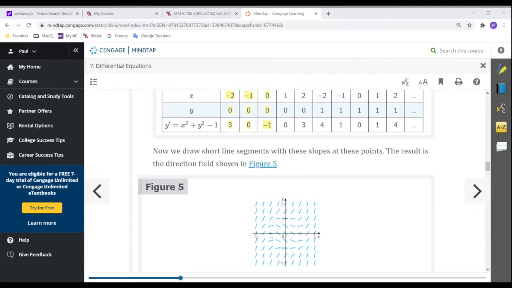Well, all right, let's go to the origin. At the origin, they draw a tangent line there. What's the slope of that tangent line? -1. And you can see it looks like -1.